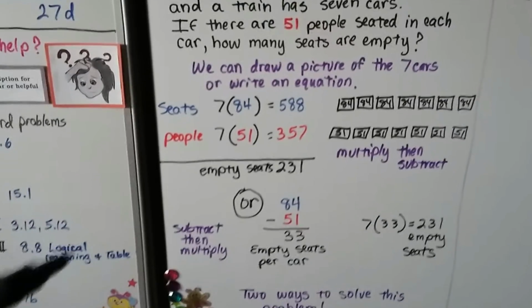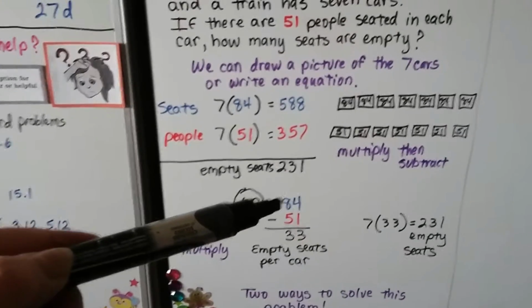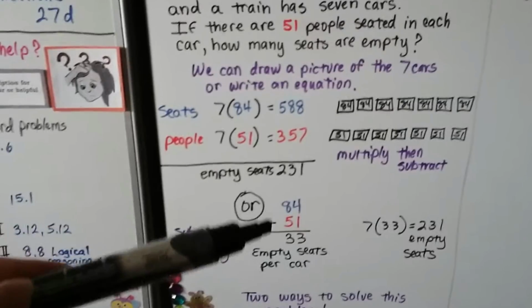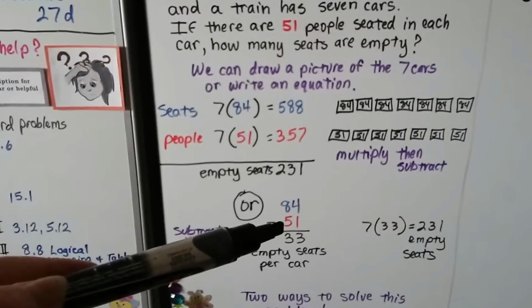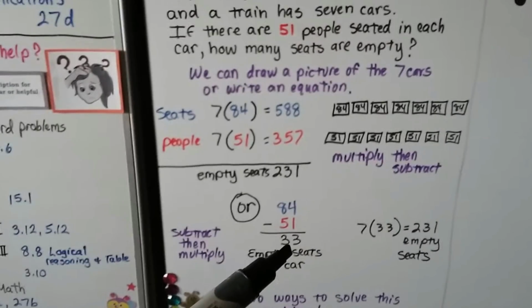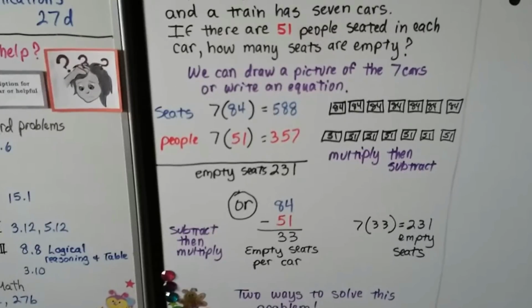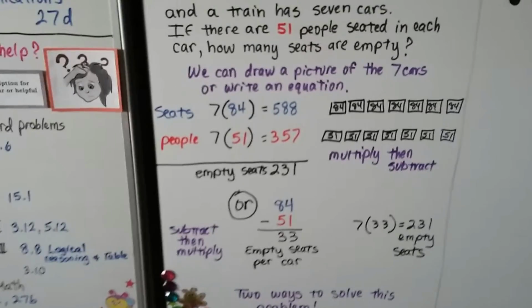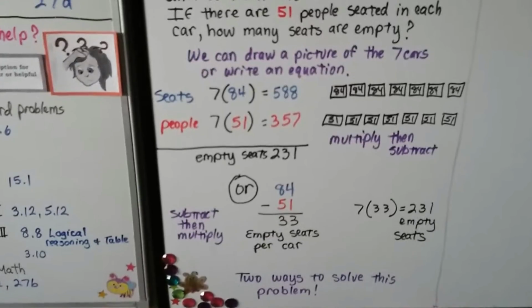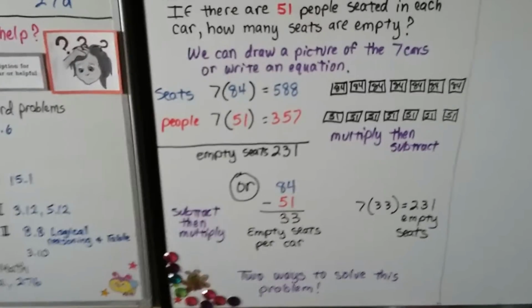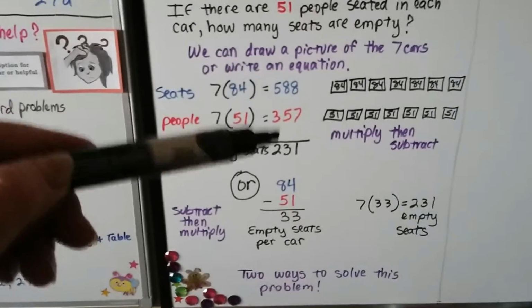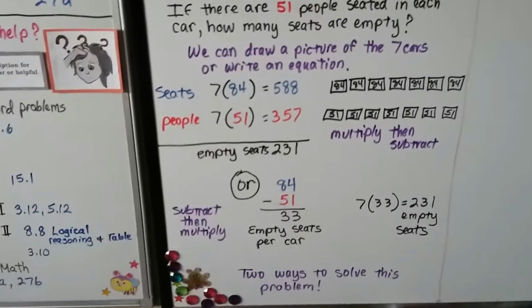Now we also could have just said there's 84 seats on one train car, 51 people sitting in one train car. That's 33 empty seats per car, and then multiplied that by 7 to get the 231. Same answer, see? So there was a couple of different ways to solve this. We could multiply and then subtract, or we could subtract and then multiply, okay?